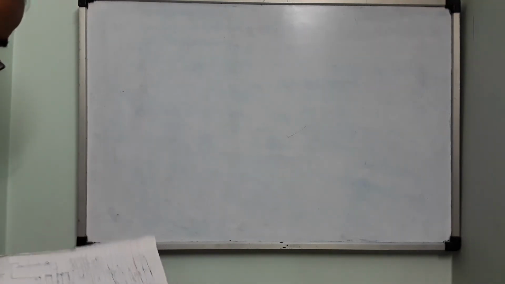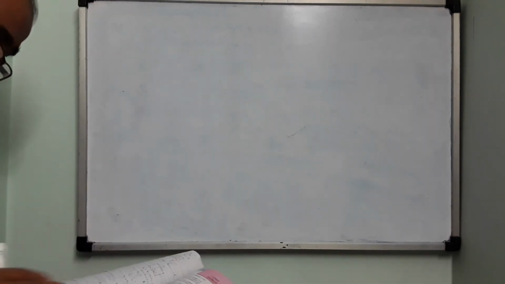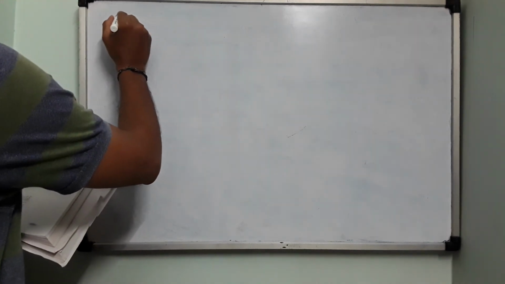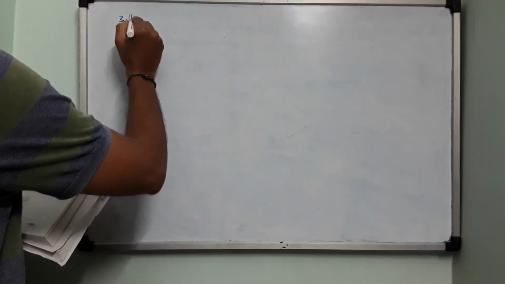Which is a combination of... this is exercise question only, 3.11 I think. This is example 3.1, sorry, exercise 3.11. Okay. The question goes like this.